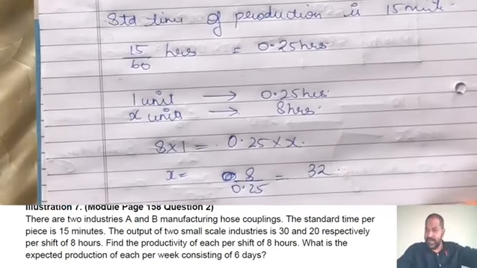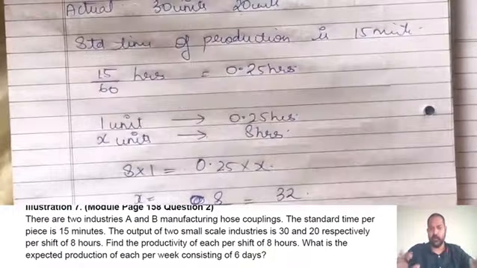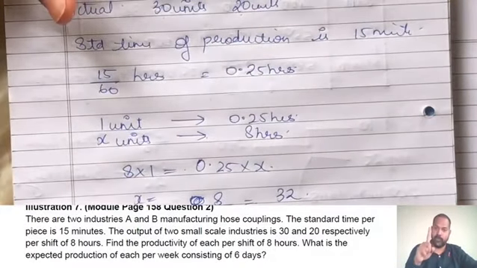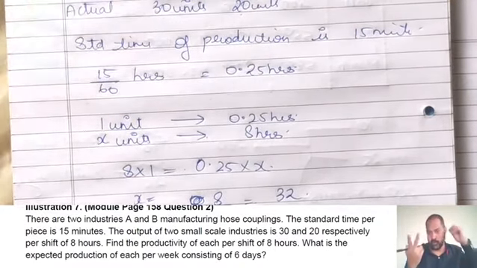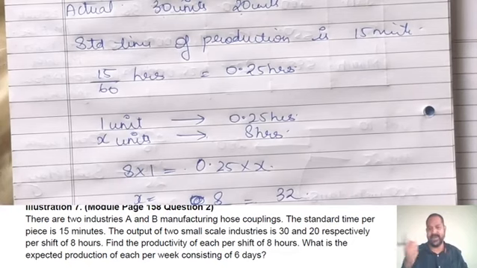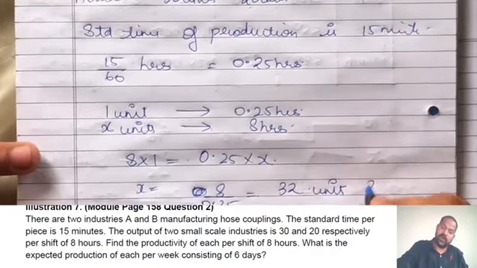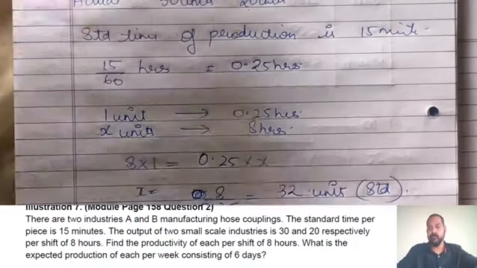So if the standard time is 15 minutes per unit, obviously I'll give you a common sense. In 15 minutes you are making 1 unit. So in half an hour you will make 2 units. In 45 minutes you will make 3 units. And in 1 hour you will make 4 units. If in 1 hour you make 4 units, in 8 hours, 8 fours are 32 units. This is your standard.